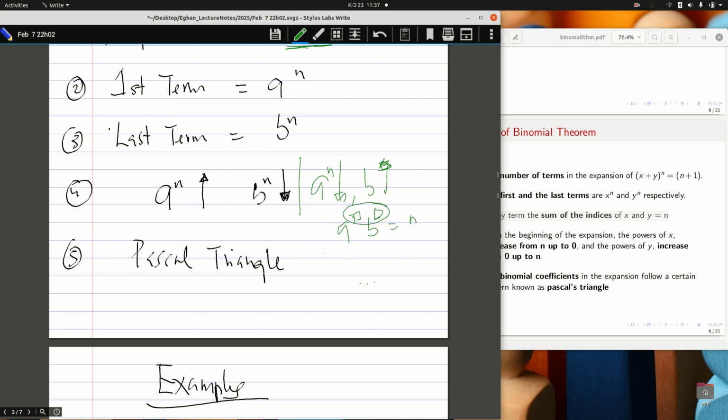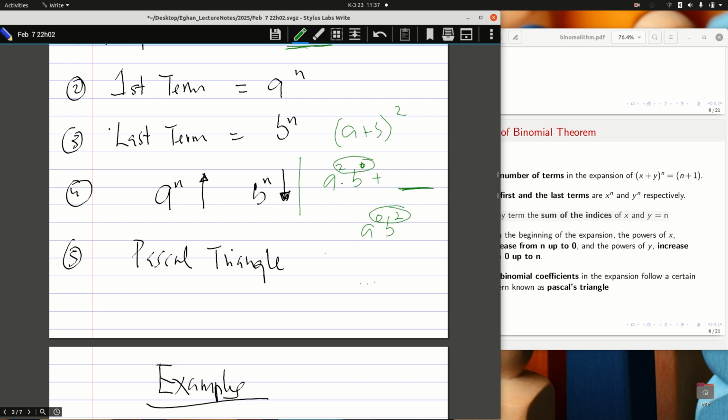So let's take a quick example or explanation. If I have (A plus B) to the power 2, I know my first term will be A to the power 2, which means my B should be 0. I know my last term will be A to the power 0 and B to the power 2, and then there's a middle term here by the Pascal triangle. So as A increases, B decreases, and the index is 2 here. The index here when I add is 2.